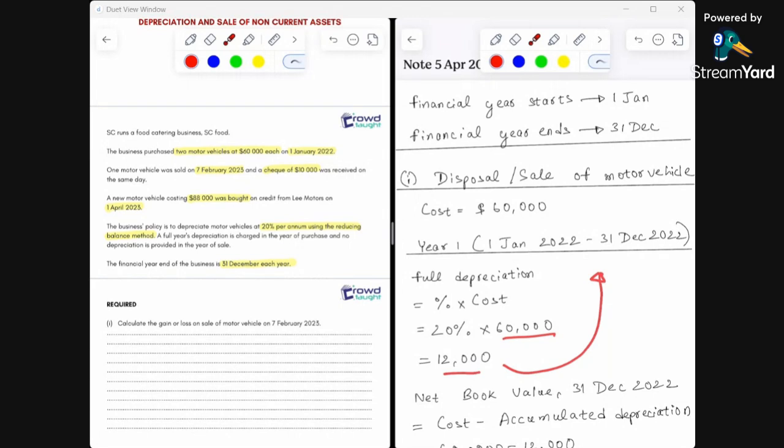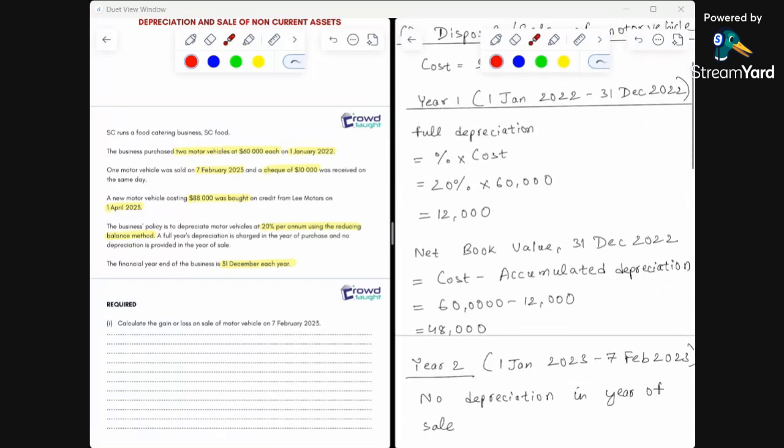Okay. Now, I always recommend that you calculate the net book value at the end of the year every time you are finding the depreciation using the reducing balance method. So we want to calculate the net book value at end of 31 December 2022. And the net book value at any given point in time is simply the difference between the original cost and the accumulated depreciation. The original cost is given to us as 60,000, and the accumulated depreciation is the only depreciation that we have so far for year one, which is $12,000. So when you subtract 12,000 from 60,000, we get a net book value of $48,000 at the end of year one or at 31 December 2022.